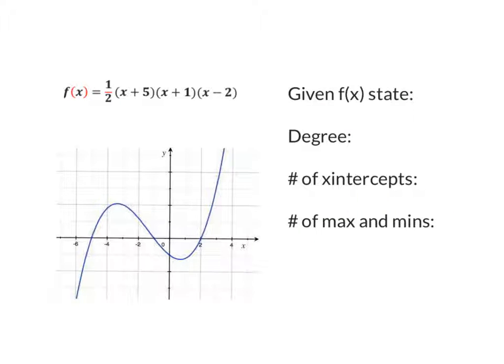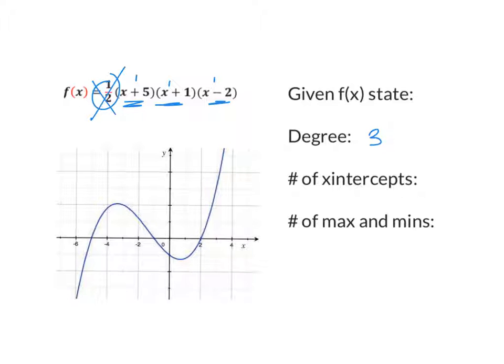The next question says, given f of x, state the degree, the number of x-intercepts, and the number of max and mins. Well, the degree all depends on how many factors we have. We have 1, 2, 3. The 1/2 is just a coefficient in front of the polynomial. There's no x attached to it, so it doesn't really mean anything besides the fact that it changes the shape of the graph. It's either a vertical stretch or a shrink, so it makes the graph taller or shorter.